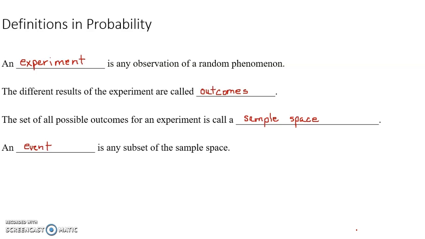So some definitions we need to be familiar with. An experiment is any observation of a random phenomenon like flipping a coin or drawing a card. Different results of that experiment are called outcomes. The set of all possible outcomes for an experiment is called a sample space. And an event is any subset of that sample space.